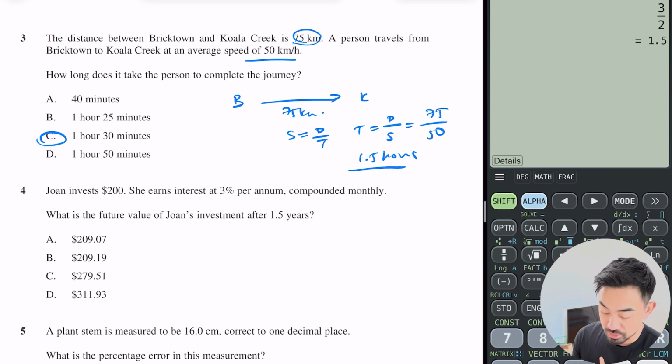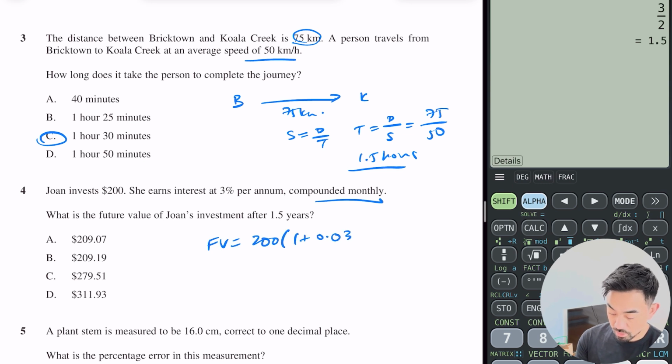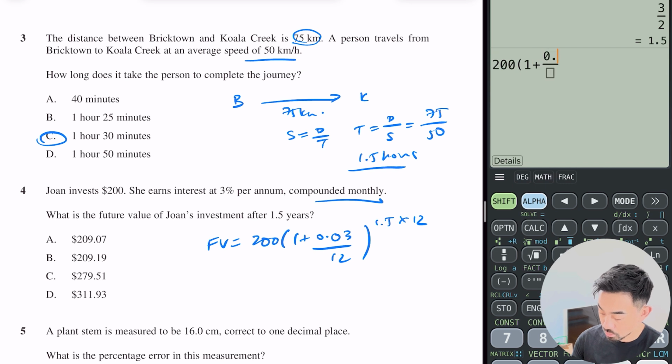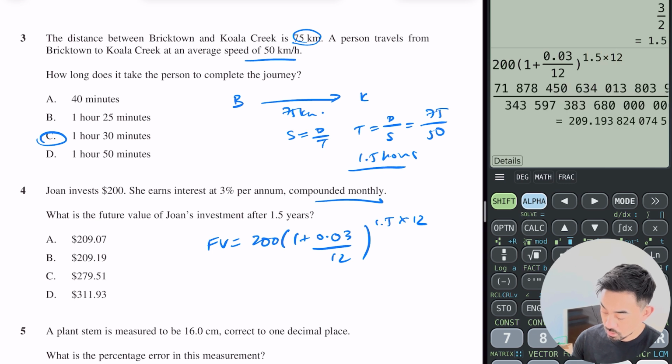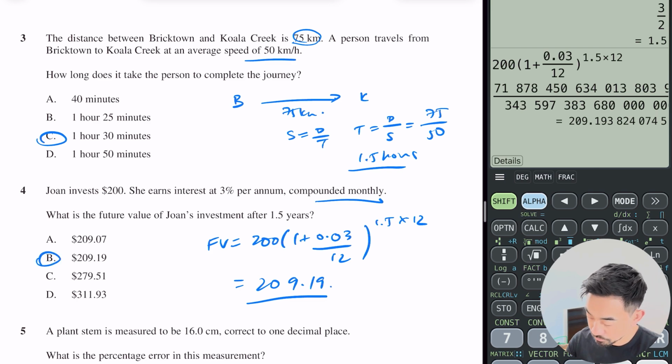Question 4. Joan invests $200. She earns interest at 3% compounded monthly. What is the future value? Well, that's straight up compound interest: 1 plus 0.03, compounded monthly, so over 12, to the power of 1.5 years times 12. So that looks like $209.19. So that's 4B.